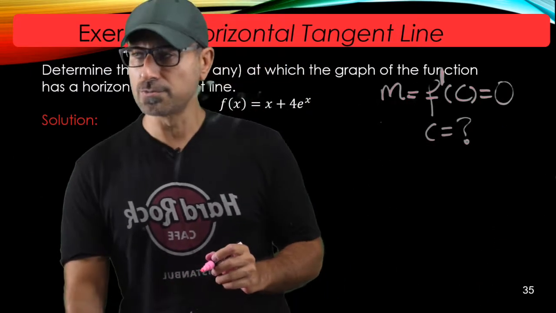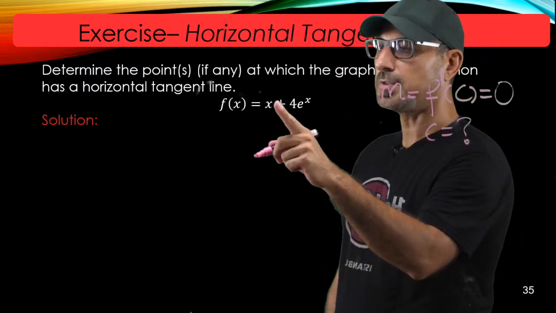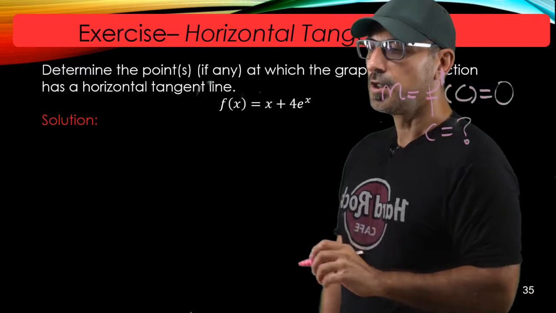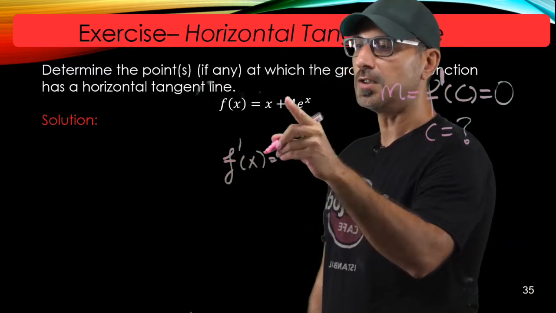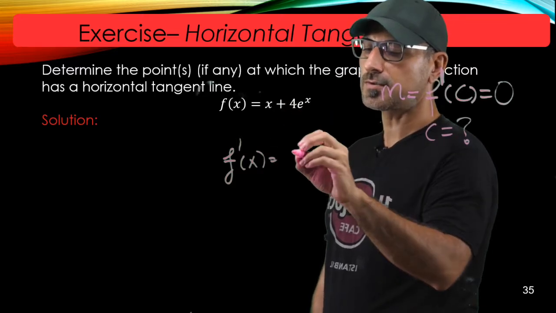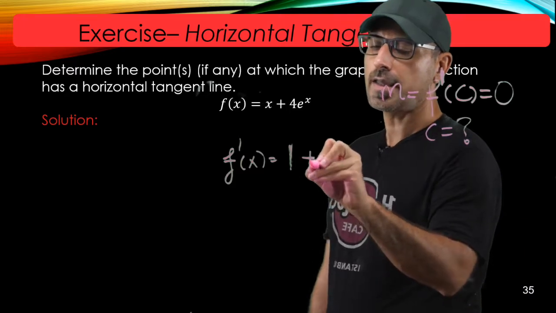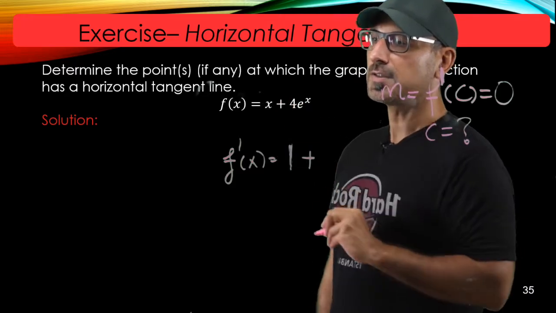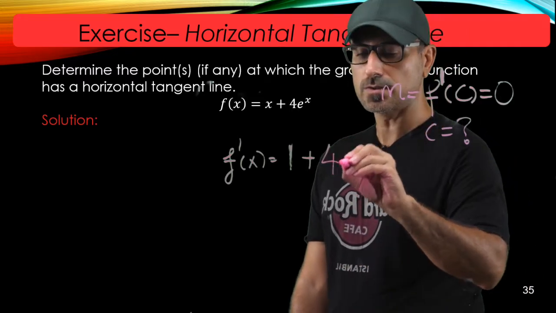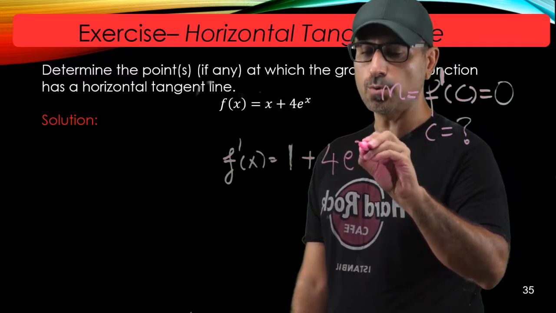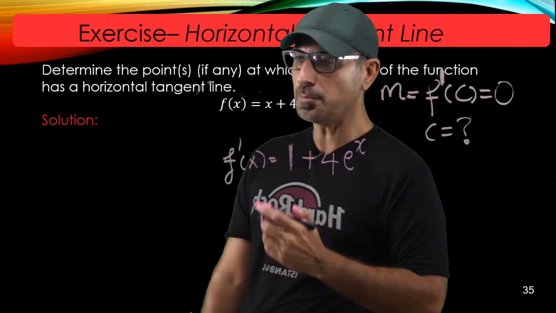So we're going to use the rules of differentiation. We have a polynomial x and the exponential part. So f prime of x, by using the rules of differentiation, would be, well, this is x, so the derivative of that is 1. And then I have 4 times e to the x. Since e to the x has the derivative e to the x, this is going to be 1 plus 4e to the x. This is the derivative of the function at any point x.